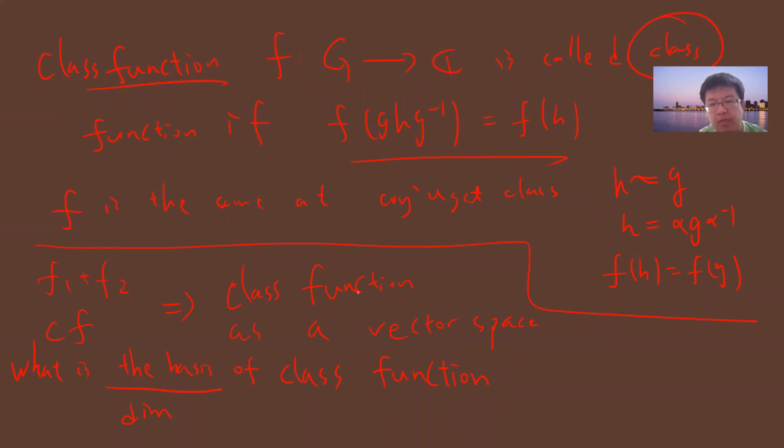This is simple. Let's denote by R the number of conjugacy classes. So R is the number of conjugate classes. For example, in an abelian group, every group element is conjugate only to itself, so in the abelian case R is just the number of group elements.